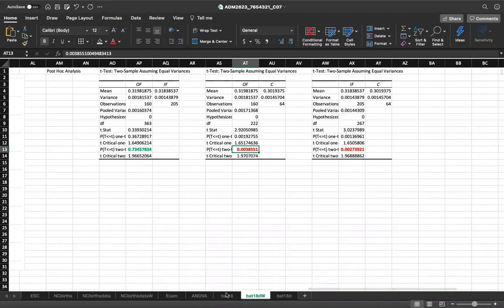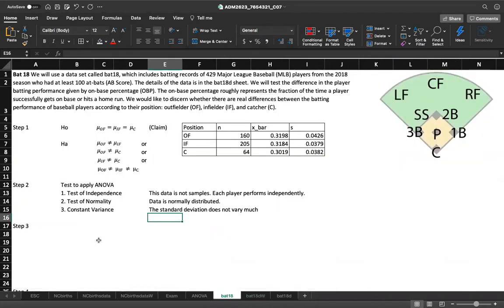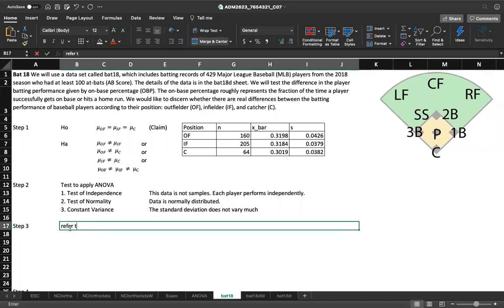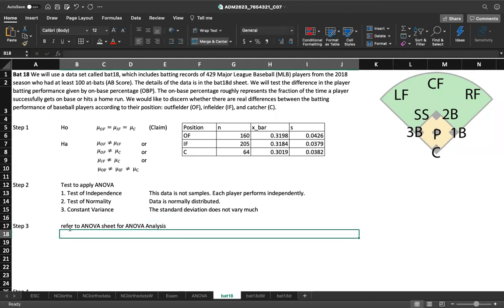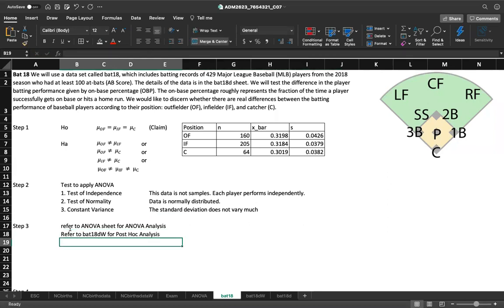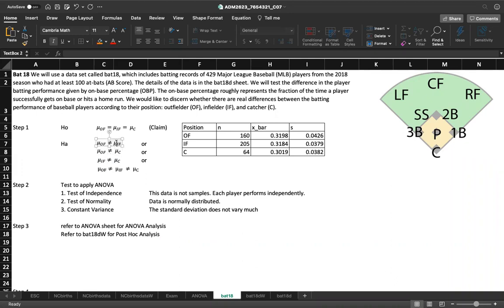So we can refer to the ANOVA sheet for ANOVA analysis. Refer to BAT18 DW for post hoc analysis. And we see the difference has emerged from, so let's say where the difference is, where the difference is not.